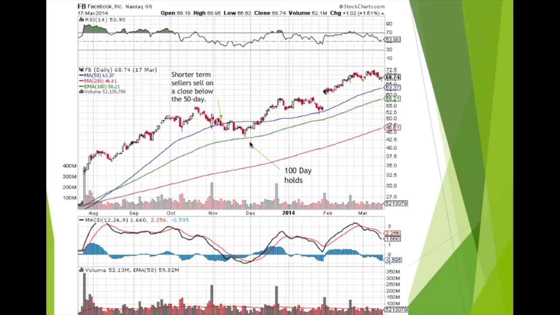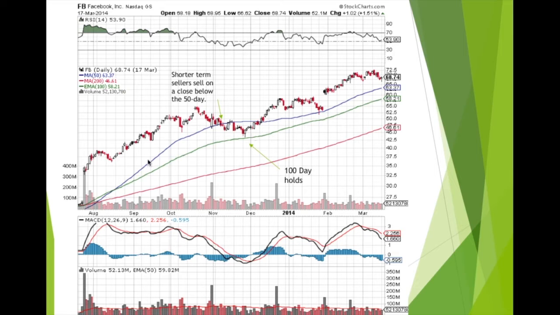It bounces right off the 100-day. This is why I used the 100-day. I noticed stuff like this was happening a lot. So it bounces right off the 100-day, and it gets you in the move higher. If you sold it here, if you're a 50-day trader, you've got to look to get back in somewhere. If you wait for a close below the 100-day, you get to stay in for this move.